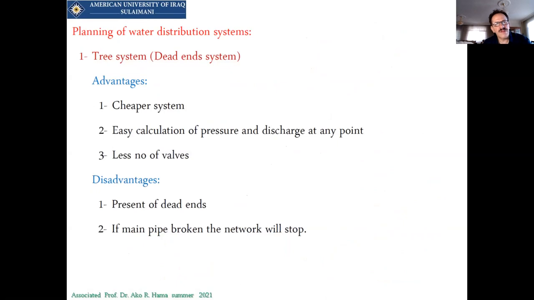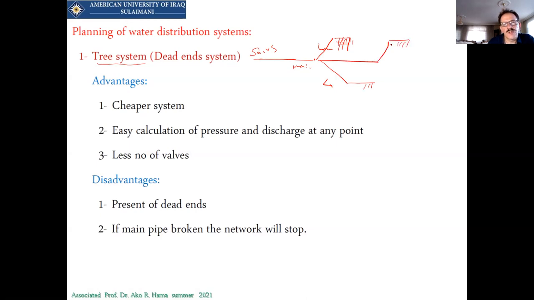Now, we have different systems. We have different types of pipe connection. One of the first ones, the traditional one, is called the tree system. By the tree, I mean we have a source, and there will be mains, and there will be laterals, and there will be houses. There will be main, there will be lateral, there will be houses. So it will look like a tree. So this is tree or dead end.